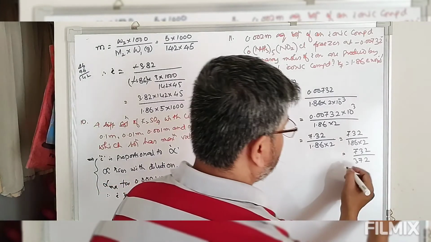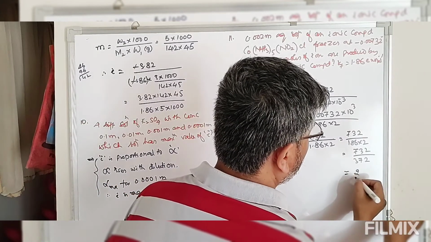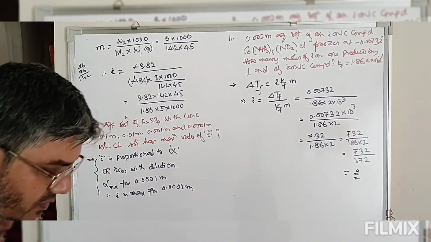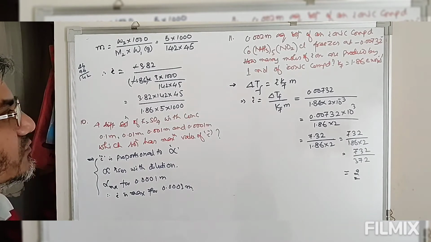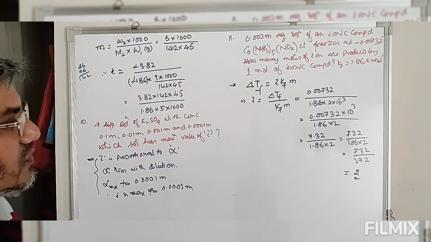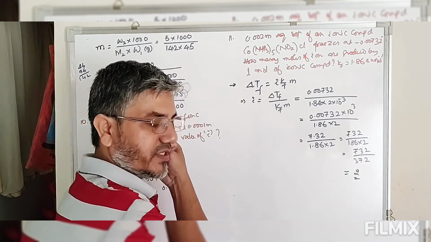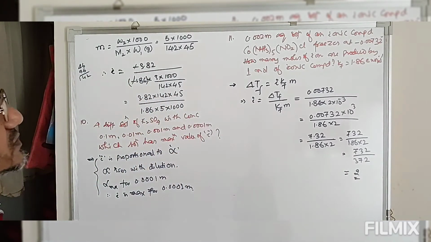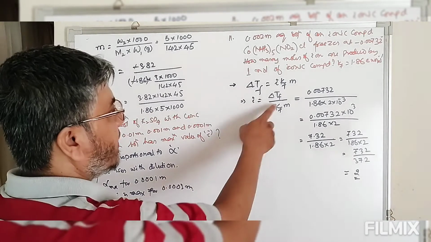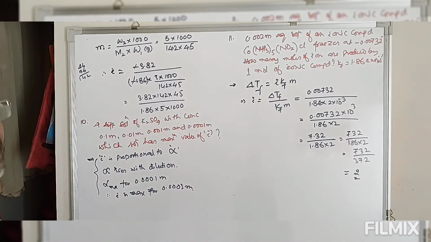So this is approximately coming to be 2. So 1 mole of this ionic compound will give approximately 2 moles, or exactly 2 moles, but something 1 point something, and this is very close to 2. So this is how we define the van't Hoff factor i if delta T, Kf and molarity are given to us.